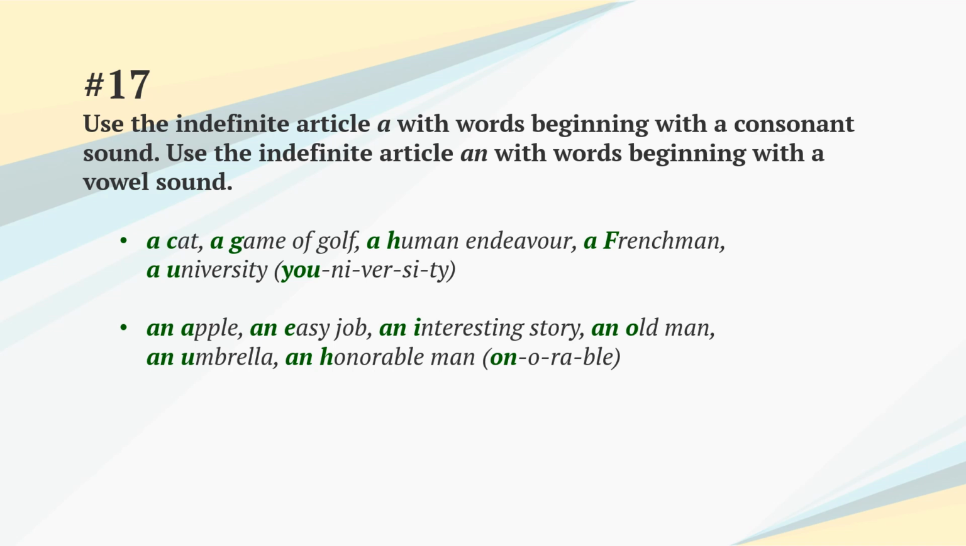Rule number 17. Use the indefinite article a with words beginning with a consonant sound. Use the indefinite article an with words beginning with a vowel sound. A cat, a game of golf, a human endeavor, a Frenchman, a university, an apple, an easy job, an interesting story, an old man, an umbrella, an honorable man. So this one is a consonant, but it's silent, so it's a vowel sound.